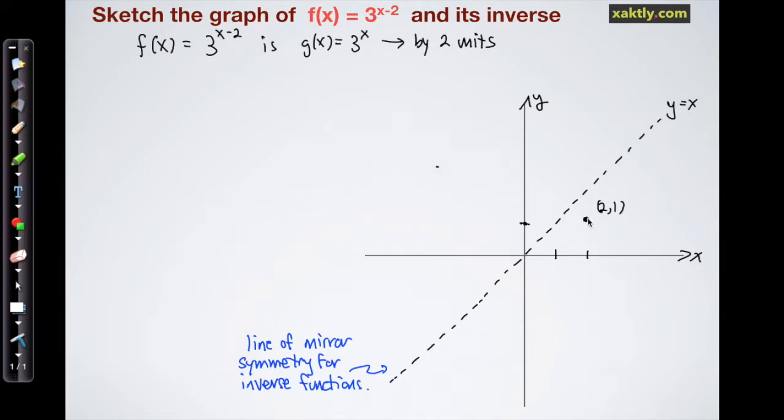Then everything else is pretty simple. It's going to have exponential growth properties on the right side of that point, and then on the left side it's going to approach the x-axis asymptotically because there's no shift up or down.